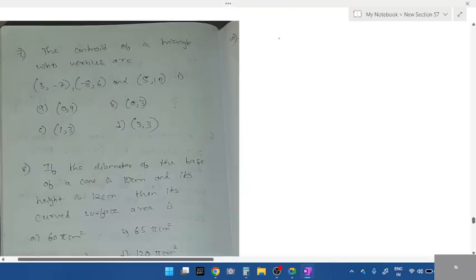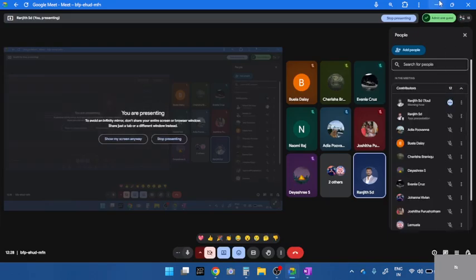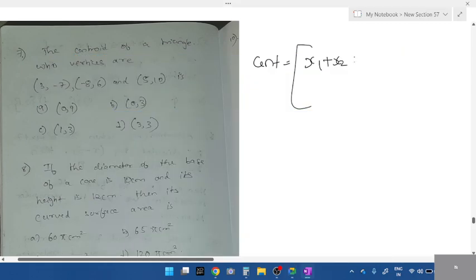Next, centroid formula. Centroid is equals to x1 plus x2 plus x3 divided by 3. Y1 plus y2 plus y3 divided by 3.